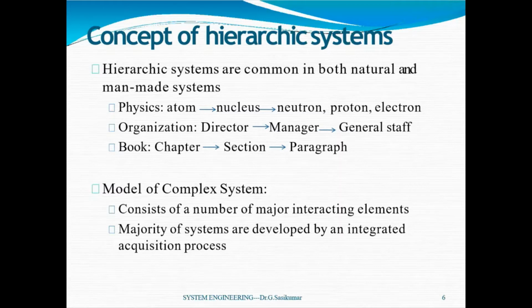A complex system always has multiple hierarchies, starting from the core, that is the center, to the outer layer, and outer to the inner layer. And consider a model of a complex system which has a number of major interacting elements. And the majority of systems are developed by an integrated acquisition process.